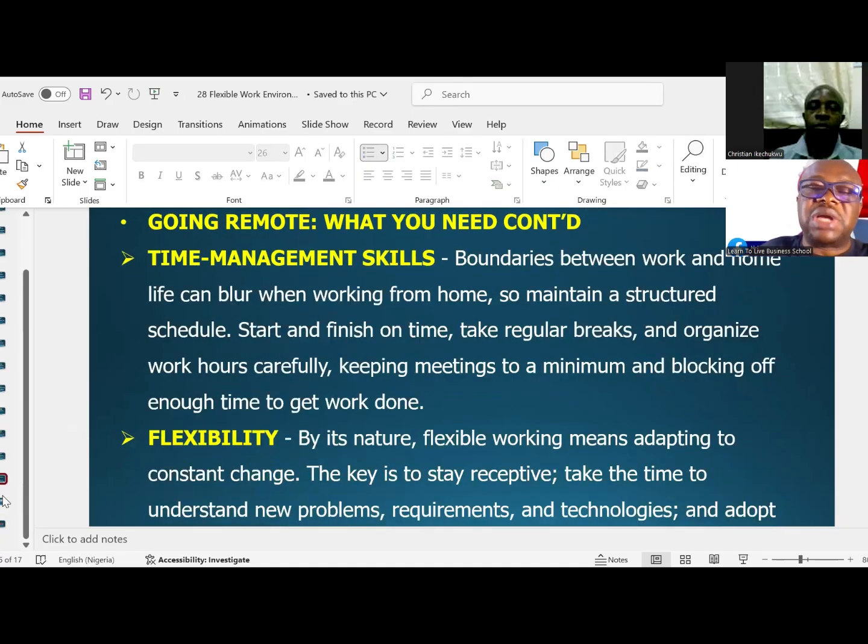Time management skills. I don't need to say plenty about this. Like what I'm doing now, there's time management attached to it. I must run within the time frame we've given to each other. Flexibility: by its nature, flexible working means adapting to constant changes. The key is to stay receptive, take the time to understand new problems, requirements, and technologies, and adapt.